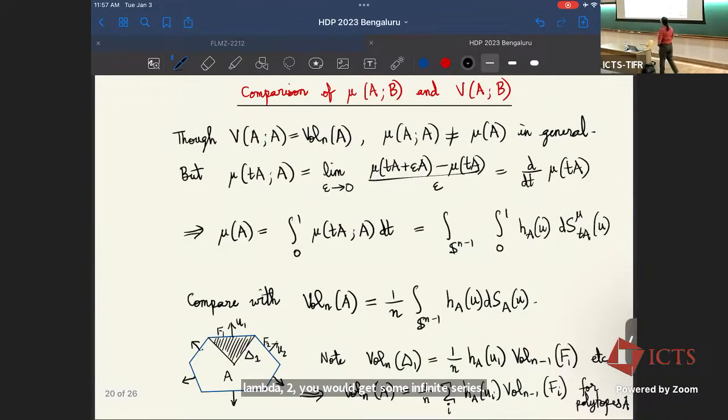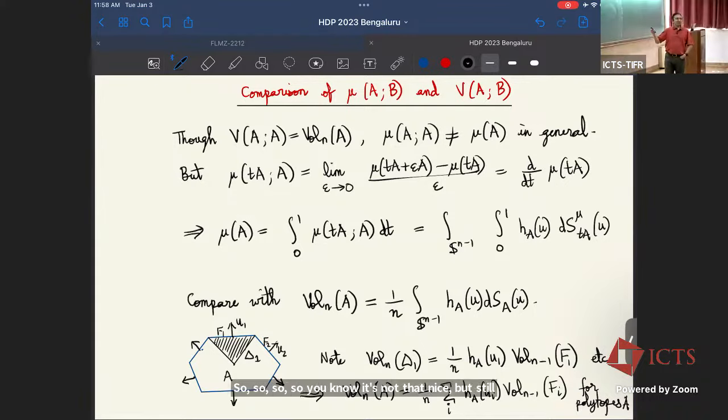So it's not that nice, but still you can look at what should be sort of the first coefficient in that expansion, if you like. So anyway, let's observe that this mu(A,B) is not as nice as V(A,B), right? For example, V(A,A) was equal to the volume of A, but mu(A,A) is not mu of A, right? But you can still relate them.